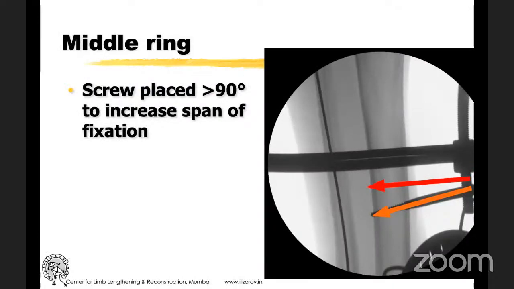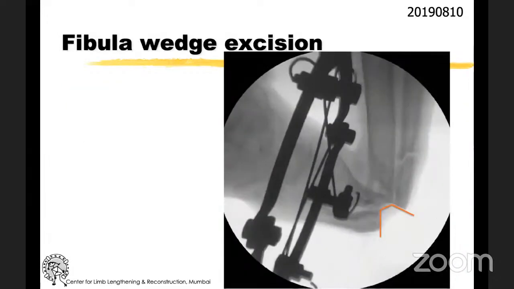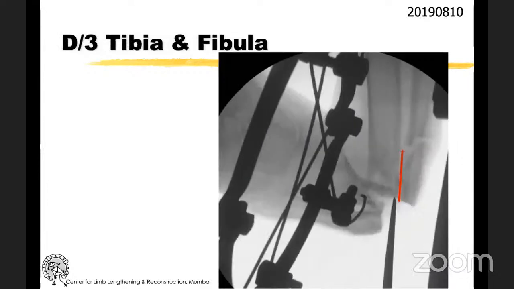So in the middle ring, the screw was placed at more than 90 degrees to increase the span of fixation. Here the red arrow shows a 90 degree screw position, but we have placed the screw at a certain angle, which shows as the orange arrow, which increases the span of fixation. Then we did a fibular wedge excision, followed by which we mobilized the tibia and fibula fragments separately.